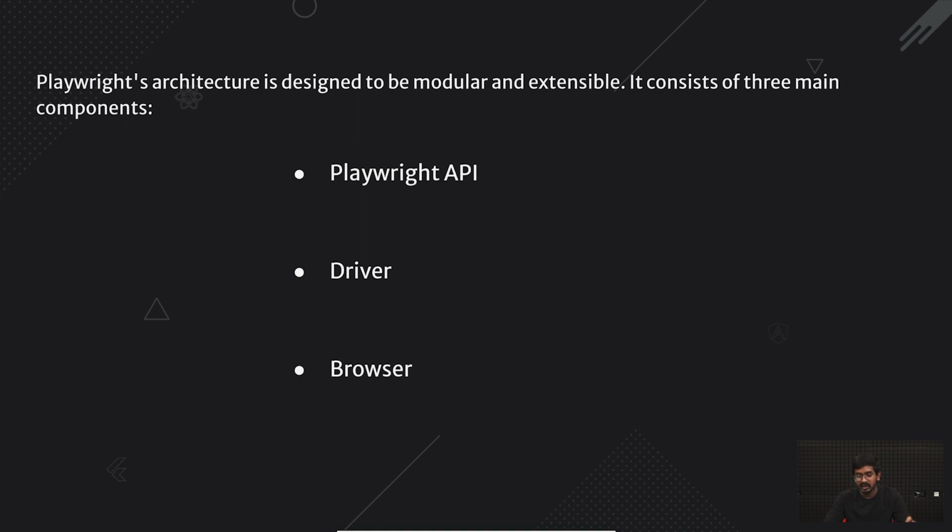So coming to the driver. The driver is the intermediate layer between the API and the browser. It communicates with the browser through a WebSocket connection. It sends and receives the browser notifications, what the browser is doing, everything. It will be entirely maintained by the driver only. Coming to the browser, the browser is a real-time browser, as I explained earlier. Playwright uses three browsers: Chromium, Firefox, and WebKit. The Playwright API controls the entire browser using a WebSocket connection only.